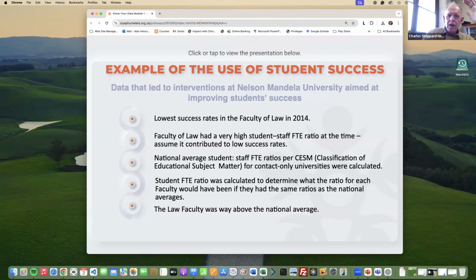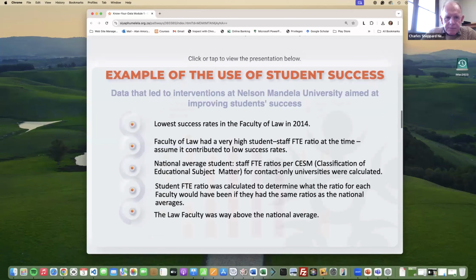So first of all, I broke down the enrollments in the faculties by SESM category, the FTEs. Then I worked out what the student-staff FTE ratio was for the contact universities that I compared with, and applied that to those SESM categories, and then worked out what our faculty's student-staff FTE ratio should be if it was on the national averages. And then the law faculty was way above the national average when I looked at that.